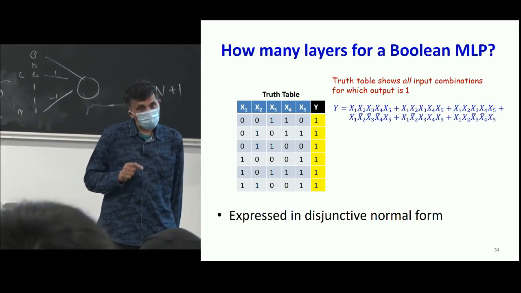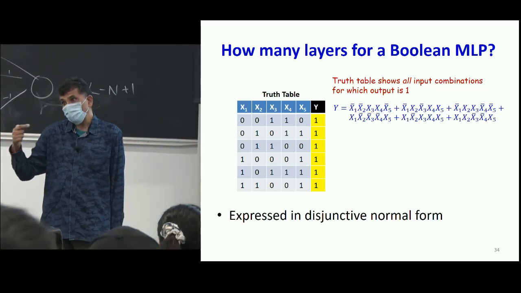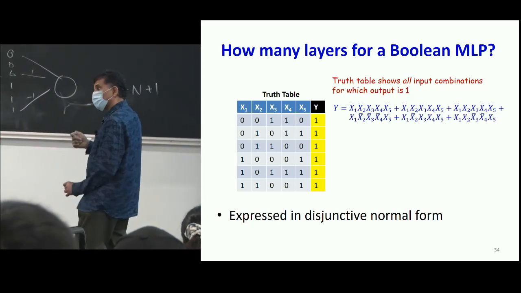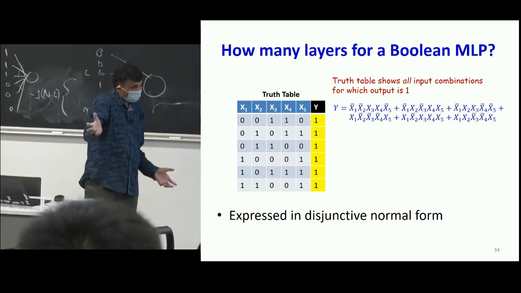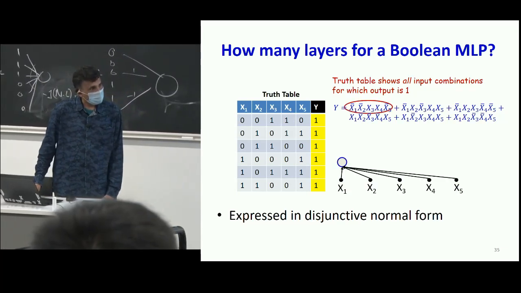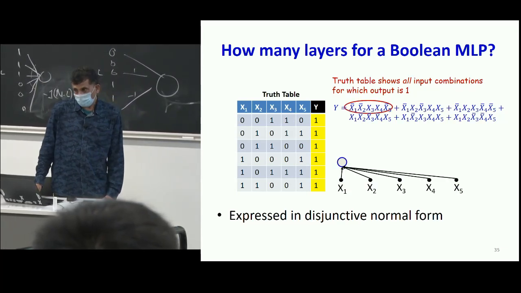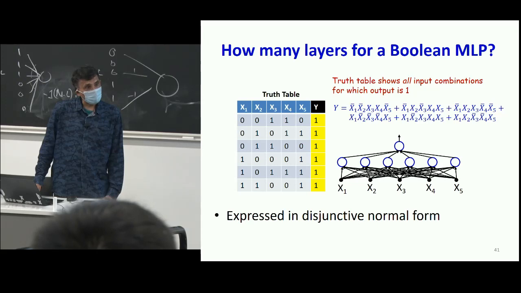The pluses represent ORs, and each clause represents one of the input combinations for which the output is 1. But now when I write it like this, here's how I can actually compose my MLP. I have one perceptron for the first clause, one for the second, one for the third, one for the fourth, one for the fifth, one for the sixth, and a final one to add them all.